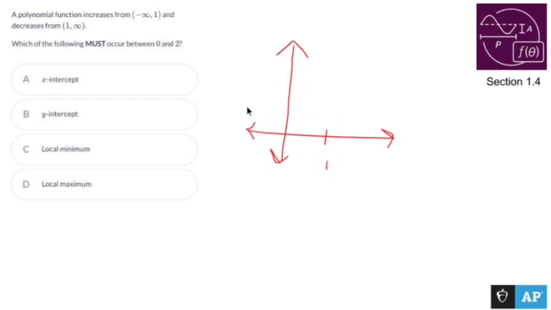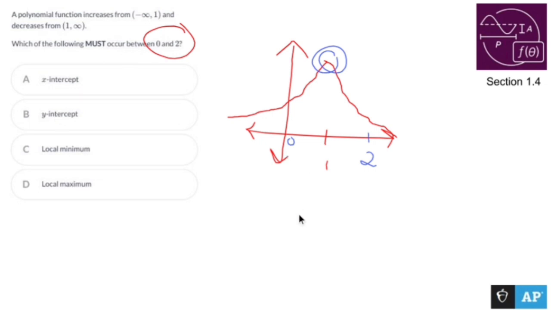All I know, I don't know what it looks like, but all I know is it's increasing. And then once it hits 1, it starts decreasing. And I don't know what it looks like, and I'm purposely making it look bad. So it's asking what must happen between 0 and 2. So here's 0, and here's 2. What must happen is I'm going to have a maximum. So what must happen? I am going to have a y-intercept.